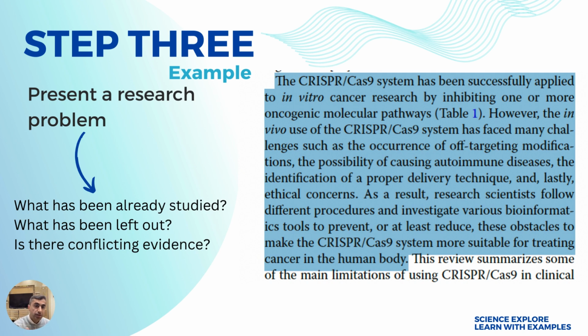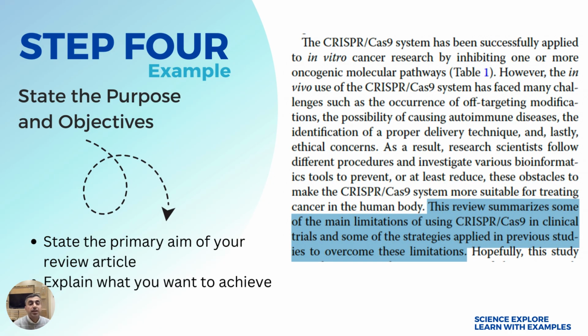Here, look, we try to explain the limitations. We want to overcome this limitation. We explain the research question and we try to answer the question. This is important. And step four, state the purpose and objectives. At step three, you just mention the gap, the question. And in step four, try to fill the gap, try to answer the question.